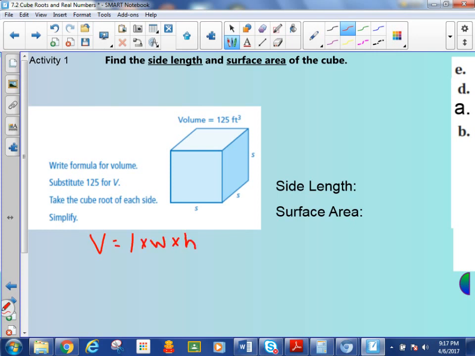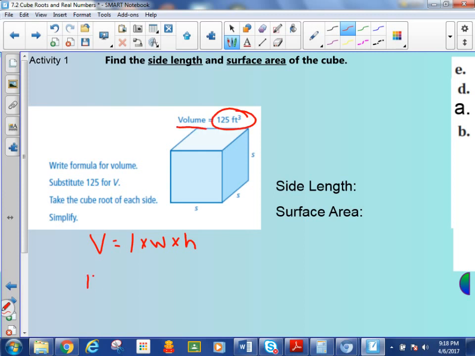Well, that's for a rectangular prism. The unique thing about the volume of a cube is all of your sides are going to be the same. So our length, our width, and our height are all going to be the same number, because cubes have all side lengths that are exactly the same. So we're going to substitute in 125 where our volume, or our V, is.